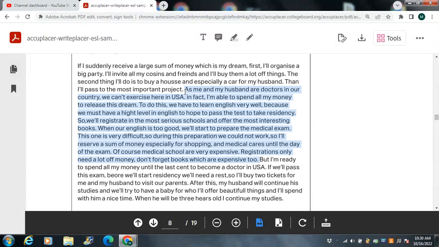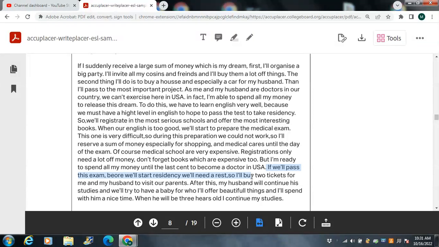And again, I want to highlight it so you can visually see how many sentences we had to endure before we finally got to the main idea here, which is using all of the funds to become a doctor in the US. I digress. Thank you, student, for finally getting to the main idea. Yay! Okay, let us move on.